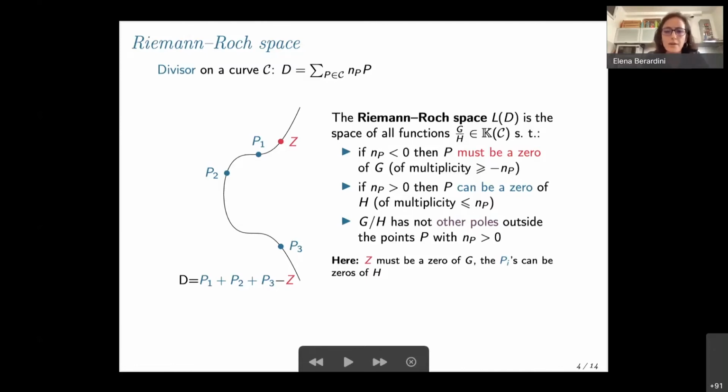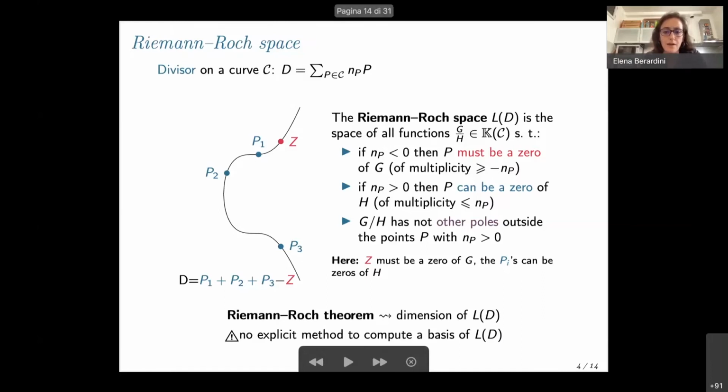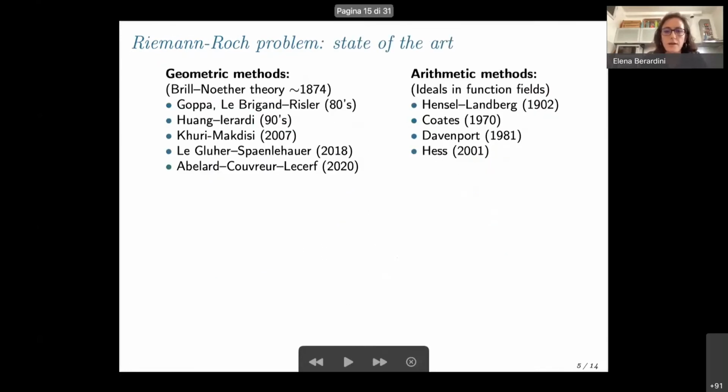And so we know by the Riemann-Roch theorem that those spaces have finite dimension, but we cannot have, by this theorem, a method to compute a basis of these spaces. So this was exactly the focus of one of my last works. And indeed, the problem of computing this space has occupied mathematicians for a long time.